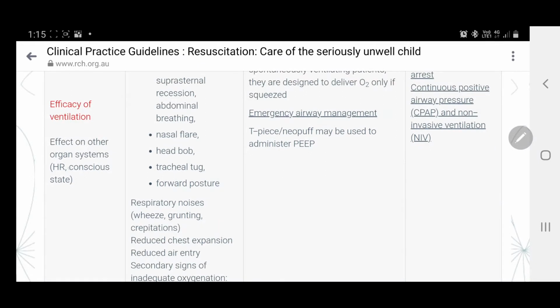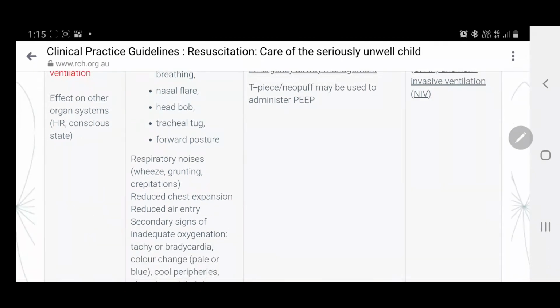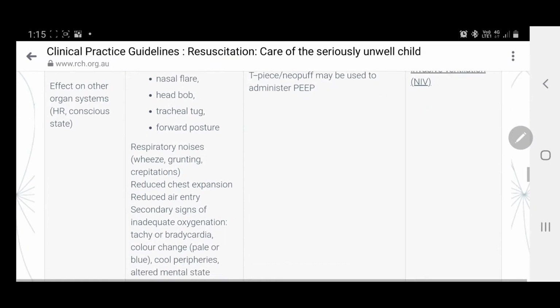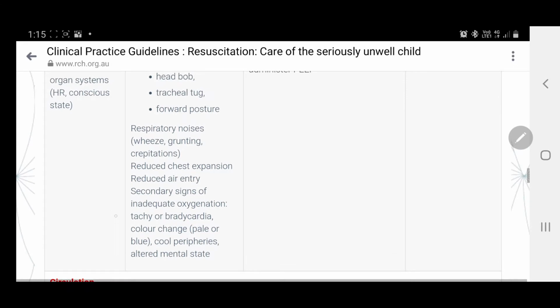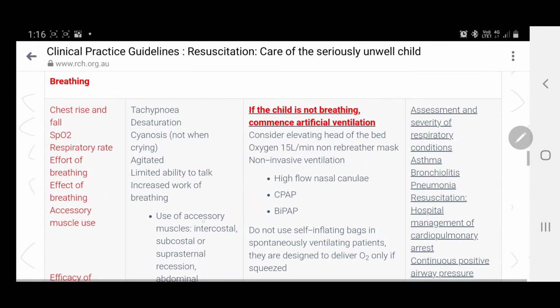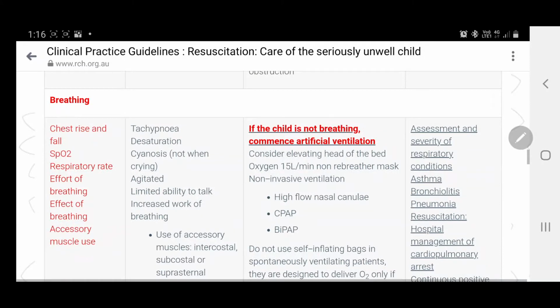As for the efficacy of ventilation, we should check it, effect on other organ systems, heart rate, consciousness state. So how do we assess the efficacy of ventilation? We can check the respiratory noises, wheezes, grunting, crepitations, reduced chest expansion, reduced air entry, secondary signs of inadequate oxygenation such as tachycardia or bradycardia, color change, pale or blue, cool peripheries, altered mental state. All these signs can assess the breathing.